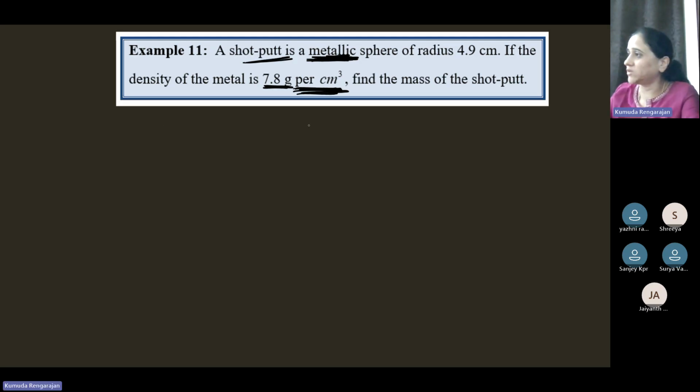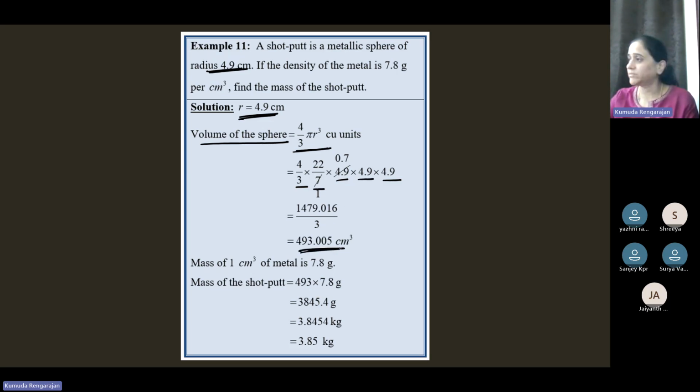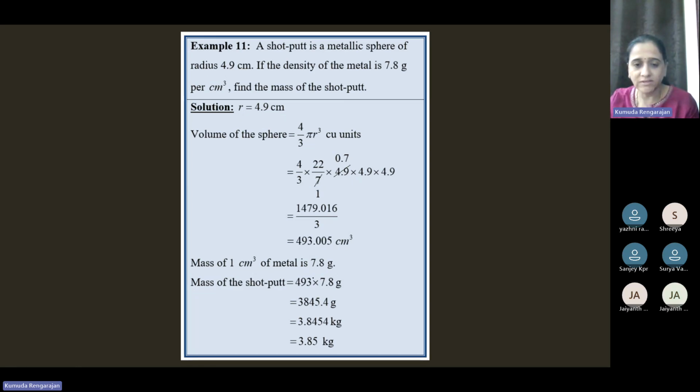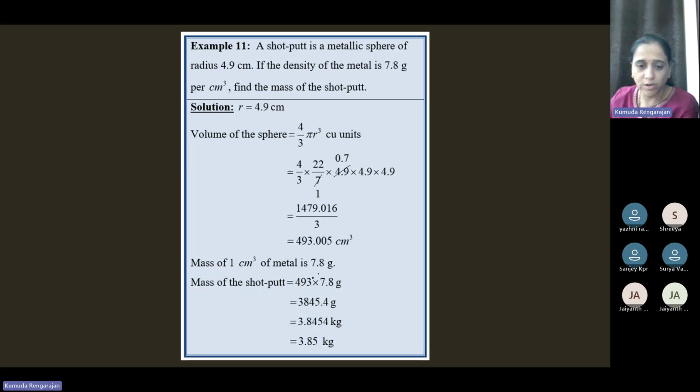using the formula 4 by 3 pi r cubed. See here, radius is given. Volume is equal to 4 by 3 pi, 4.9, 4.9, 4.9, simplify and all, and this is the volume. Mass of 1 centimeter cubed of metal is 7.8 grams. So the mass of the shot put will be, there's a typing mistake here, I'll just correct it, 493.005 into 7.8. I had forgotten to write 0.005.